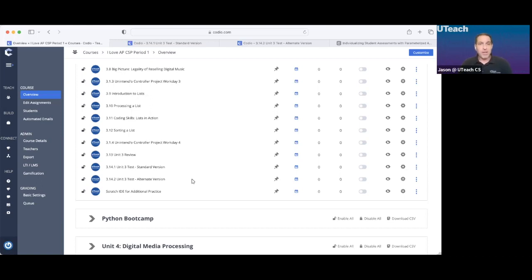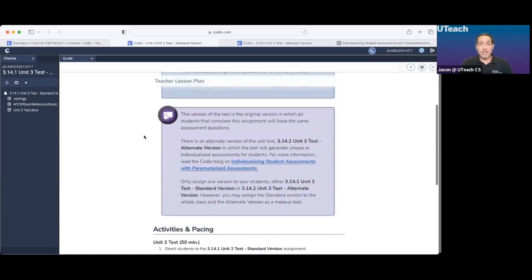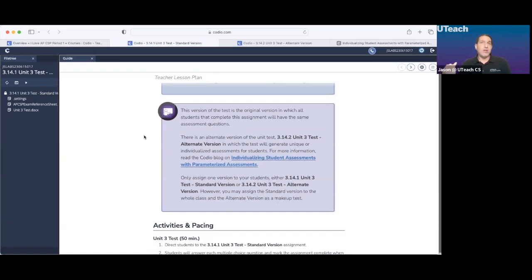So, like I said, at the bottom of Unit 3, you'll notice that we have a standard version and an alternate version of the exam. And it's like this for every single unit in the curriculum. So the standard version of the exam is where every single question is going to be the same for your students. Every answer is going to be the same. The only thing that's going to look different is that you can jumble up the answer choices.